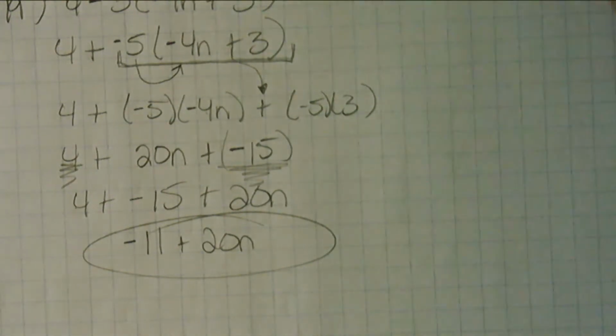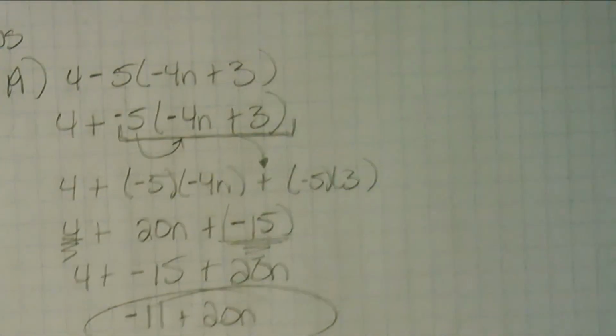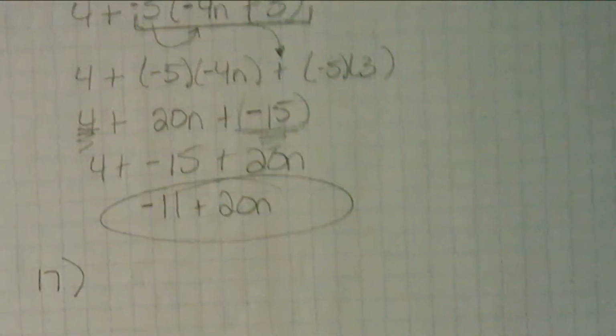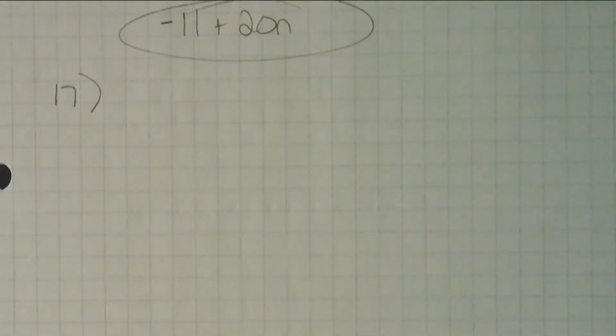All right, what else can I do for you guys? Mia? 17? All right. 17 is very similar to 19. I think it's a little bit easier than 19.